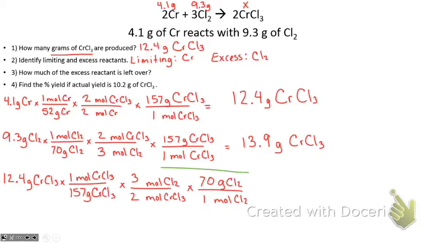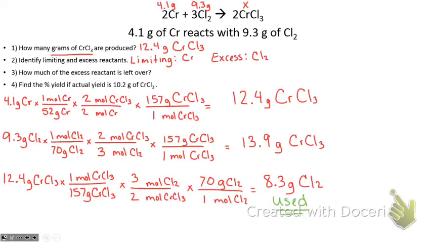How do I solve this equation? I'm going to multiply 12.4 times 1 times 3 times 70. Then I'm going to divide by 157, divide by 2, divide by 1, and you should get about 8.3 grams Cl2. And I'm going to put the word used here, because that's what this is telling us, and that really ends up helping me out.